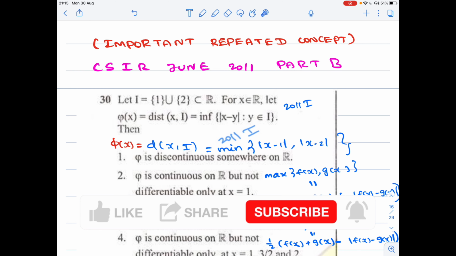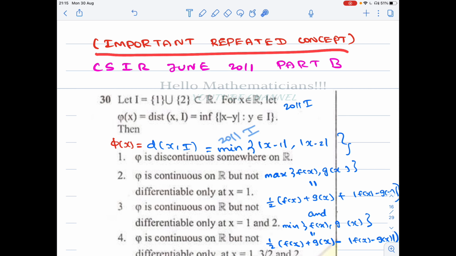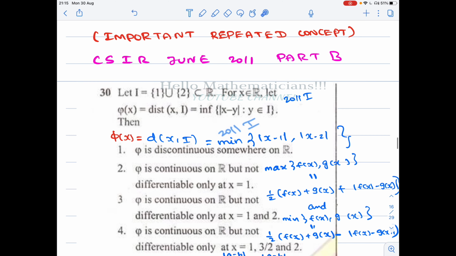Mathematicians, today we see a very nice problem in real analysis. Similar problems using the same concept have been asked many times in the CSIR exam. So it is a very important problem. Let's see how to approach this problem.